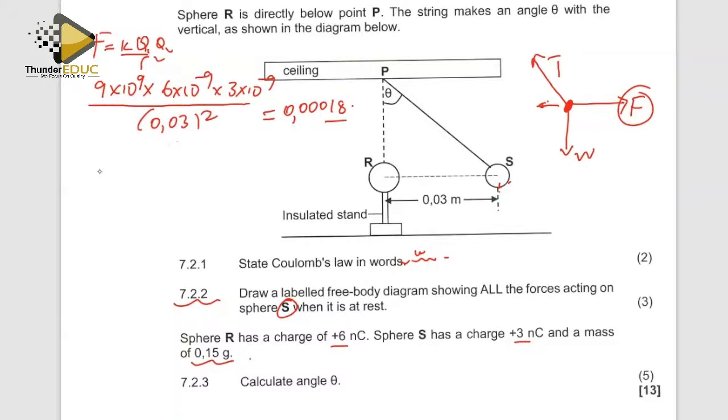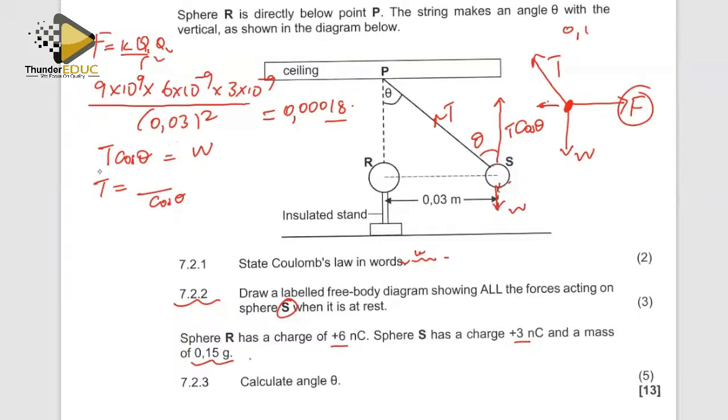Okay, if I'm to break this down, we know there's going to be a component here. If this is a theta, then that must also be a theta. So this is going to be T cos theta, and then this is going to be the weight. So we know that T cos theta is equal to the weight, meaning that T is going to be the weight over cos theta.